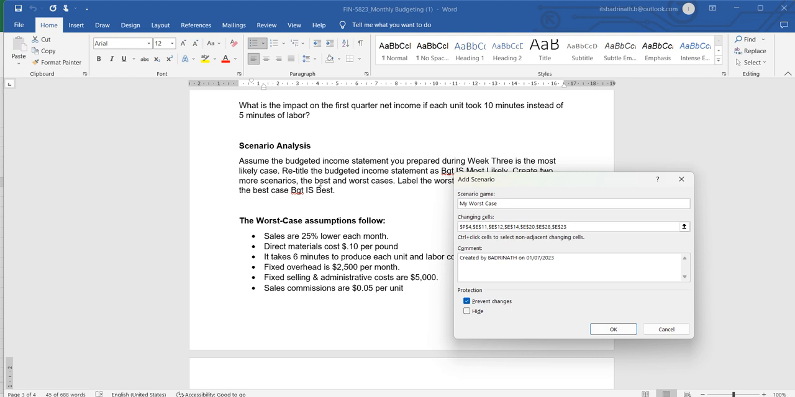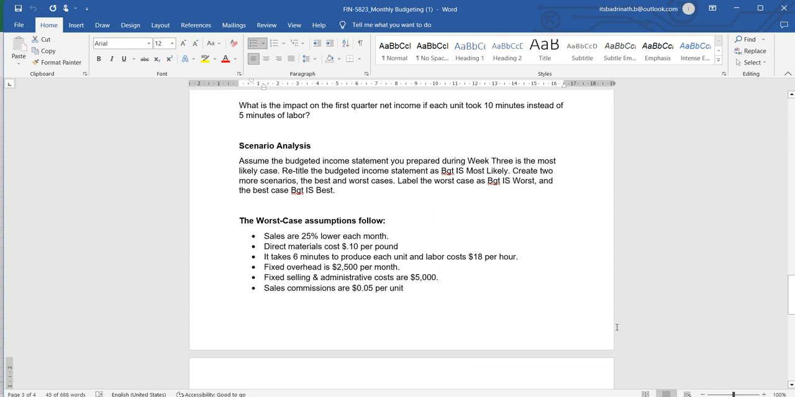మన ఫస్ట్ ఒరిజినల్ డేటాలో ఉన్న సినారియో అది మోస్ట్ లైక్లీ సినారియో అంటున్నాం. ఇప్పుడు మనం 2 కేసెస్ జనరేట్ చేస్తాం. ఒకటి వర్స్ట్ కేసు, ఇంకోటి బెస్ట్ కేసు. సో నౌ లెట్ మీ యాడ్ దిస్ వన్. ఒక కేసు యాడ్ చేసేసాను.